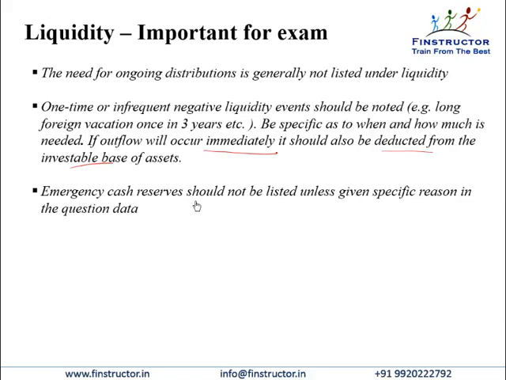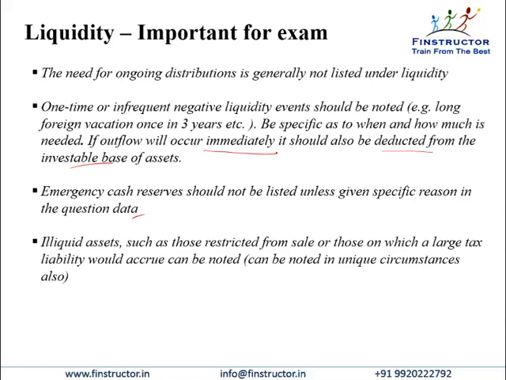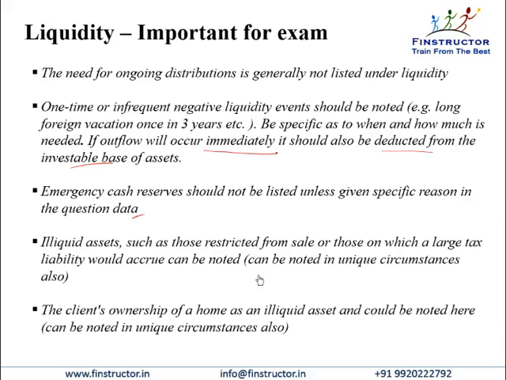Emergency cash reserves of 3 months, 6 months, again, do not need to be listed unless the client specifically demands those, or there is a specific need to mention that from the case study or the question data. Illiquid assets, a home, or those where a large tax liability would accrue can be noted in this section as discussed earlier. Ownership of a home can also be noted.